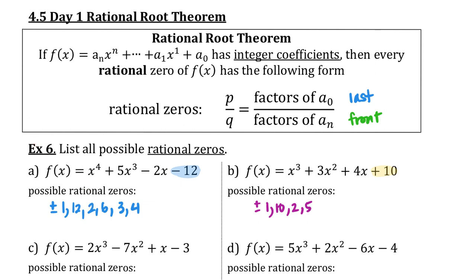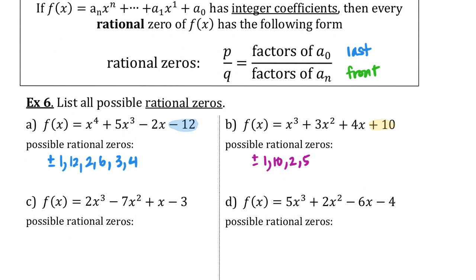Okay, now C is going to have a first term, but let's figure out the last term first. Possible rational zeros. I'm going to look only at the last term to begin with. So the last one's 3. So what could I times? I could do 1, I could do 3, but it could be positives and negatives again.